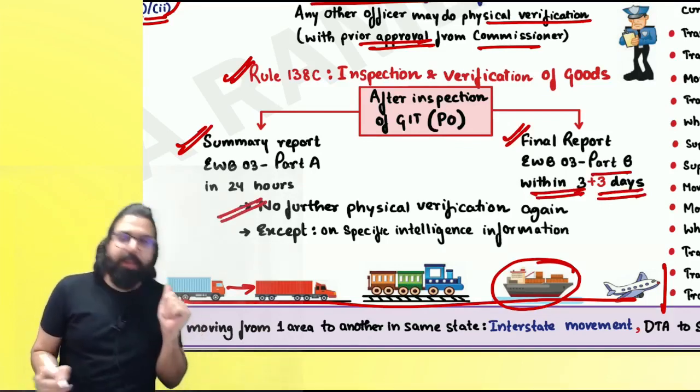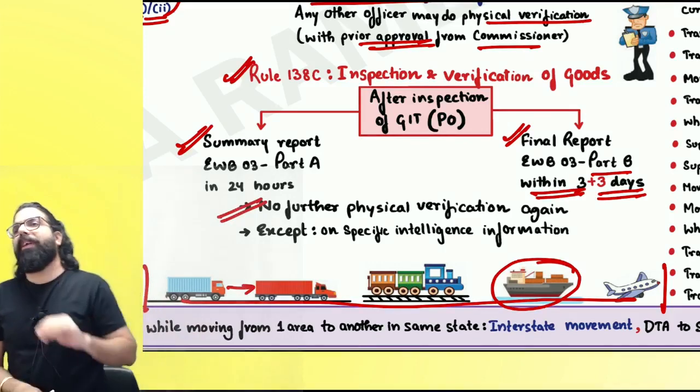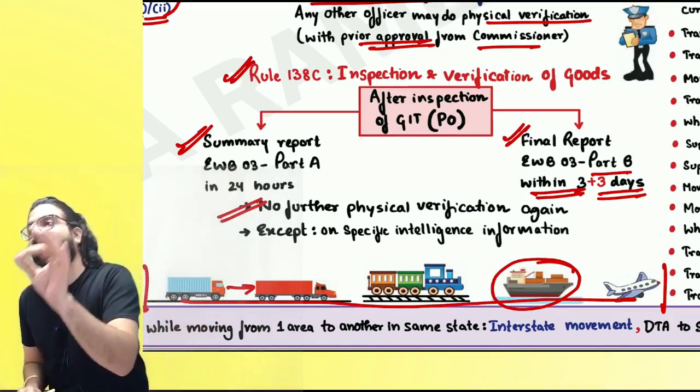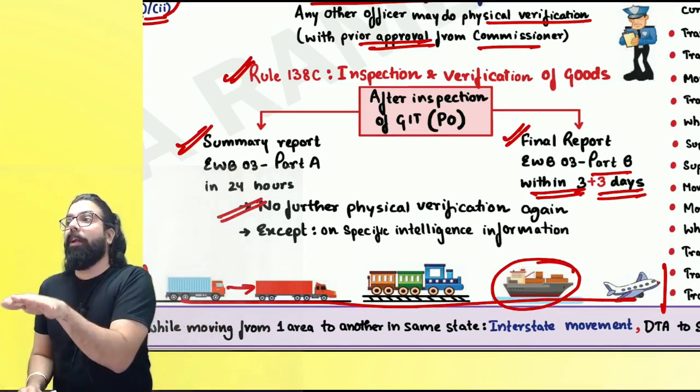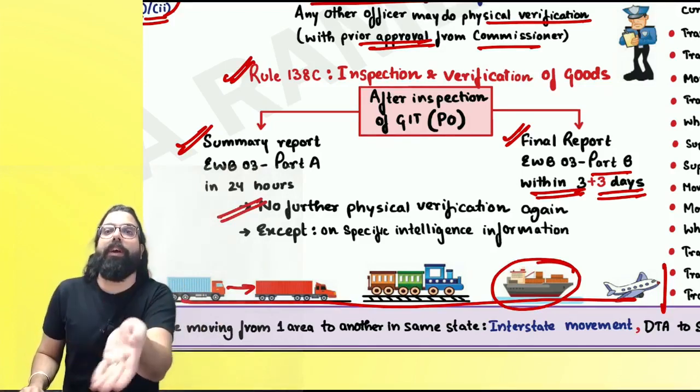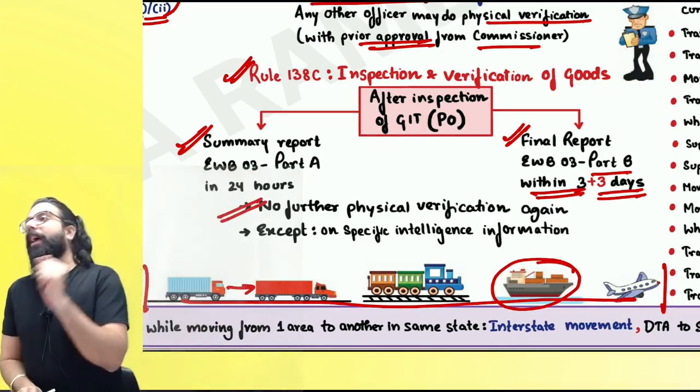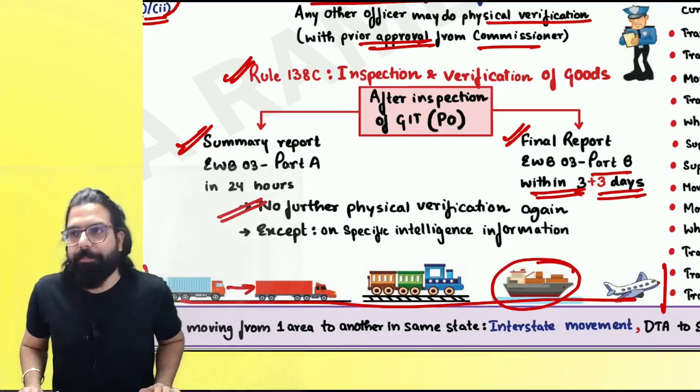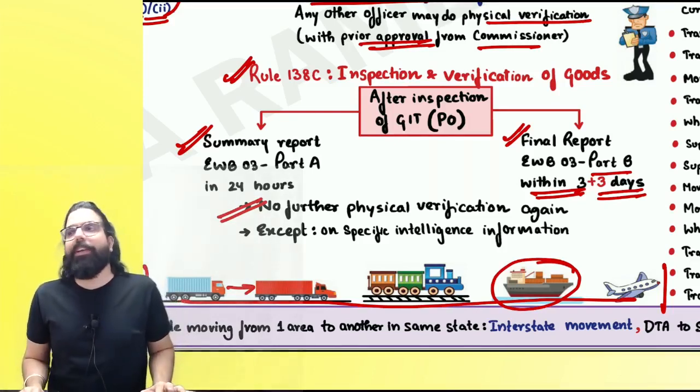Always remember, once the physical verification is done, there will be no more physical verification on the way, unless there is specific intelligence information that he might have gone further, unloaded the goods and loaded something else and is taking it. Then second time checking can happen. Are we clear, everyone? Can we go ahead?